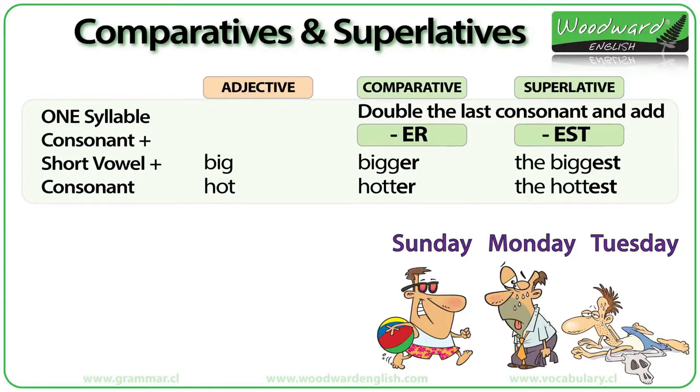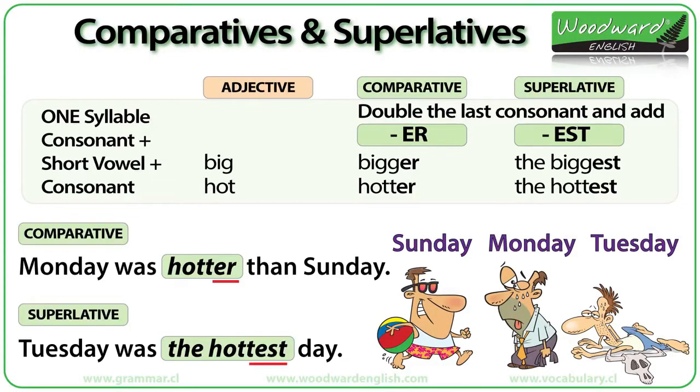Look at the weather on these 3 days, Sunday, Monday, and Tuesday. How can we compare these 3 days using the adjective hot? Sunday was hot. Monday was hotter than Sunday, but Tuesday was the hottest day.